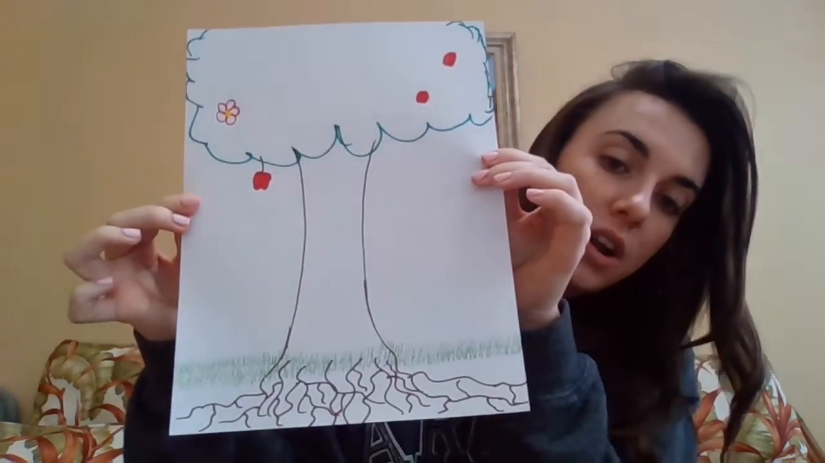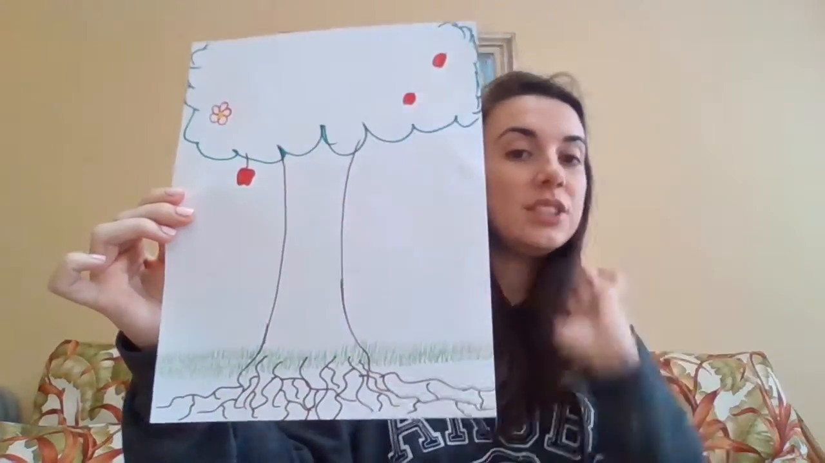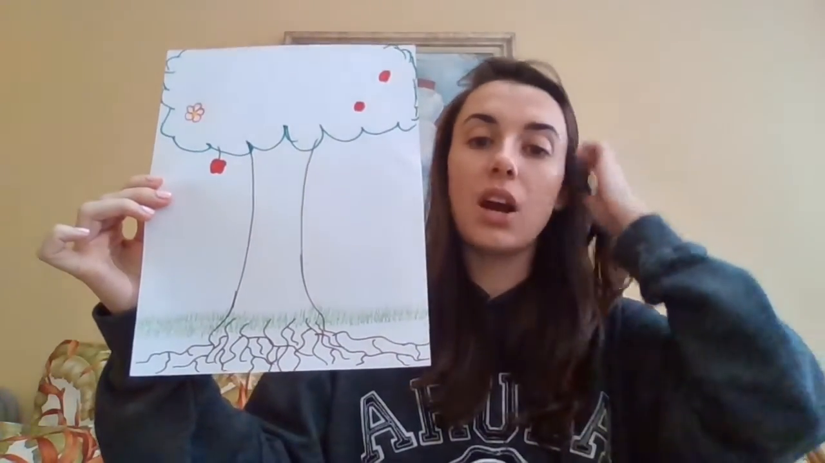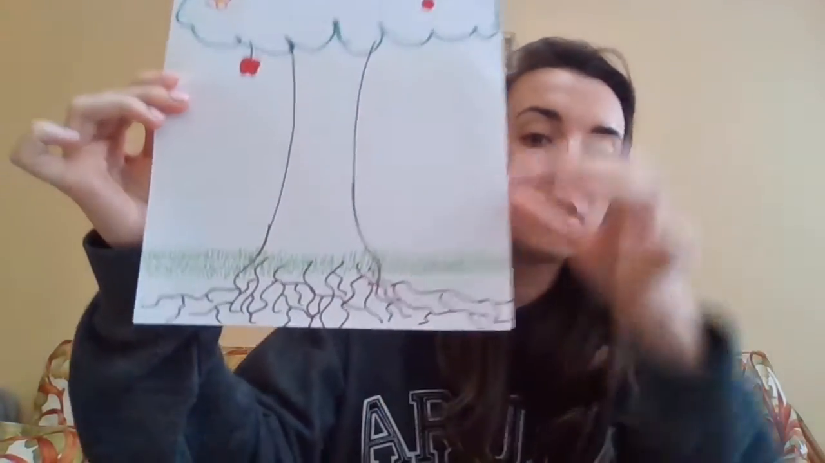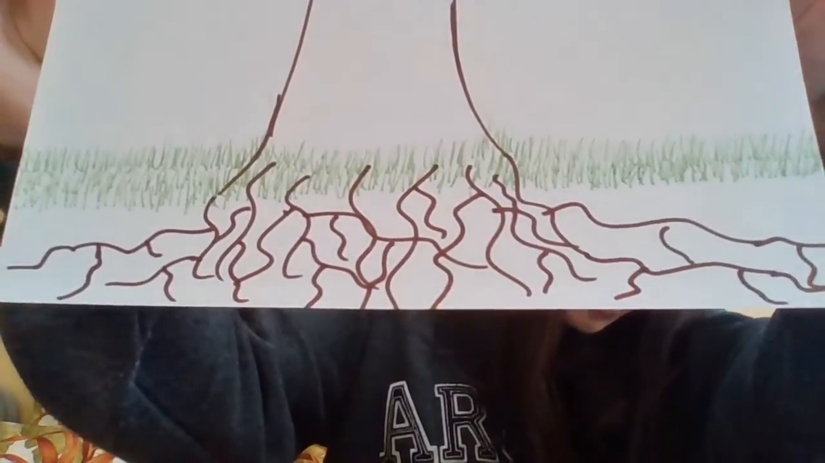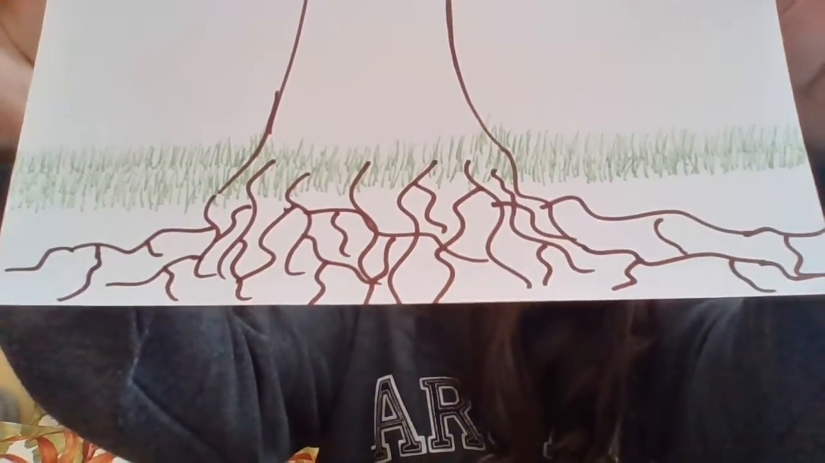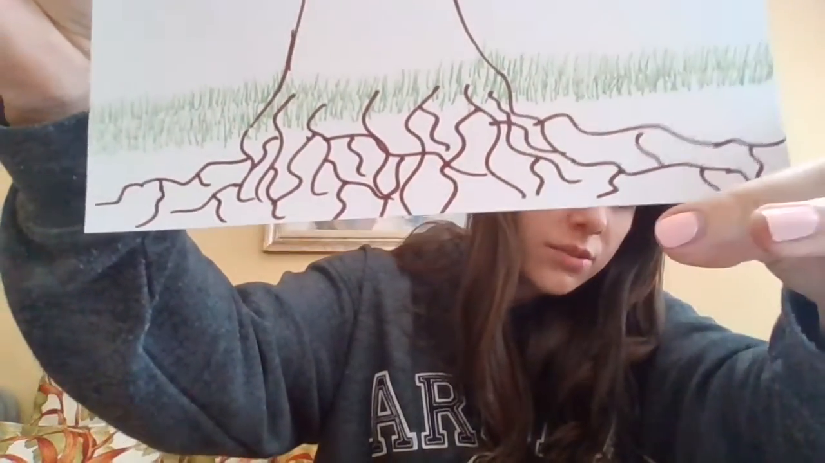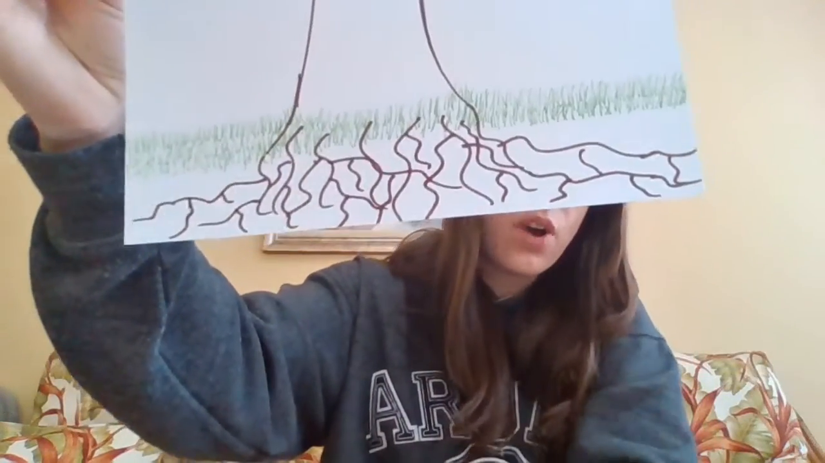So here's my drawing of a plant. It's an apple tree. The first part of the plant that we're going to talk about is the roots. The roots are attached to the tree and they go underground. They spread all out as far and deep as they can into the soil and the earth.